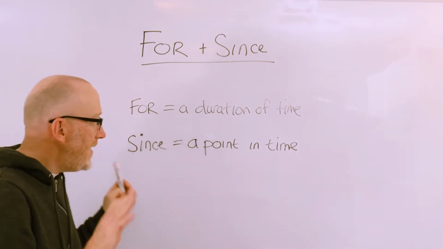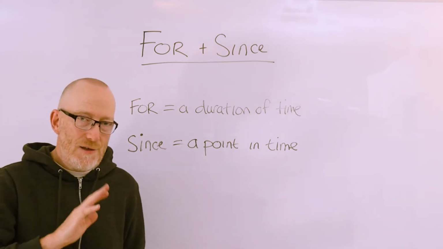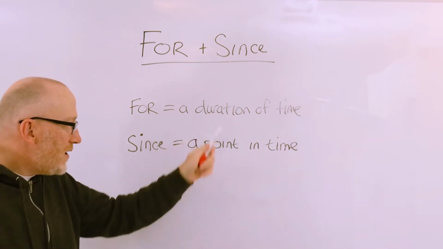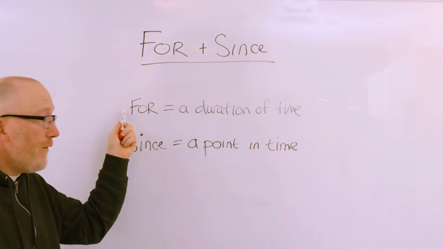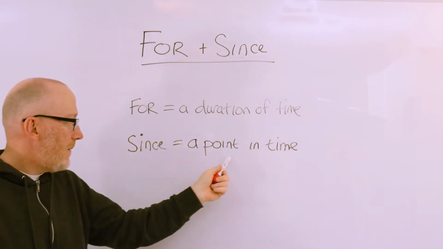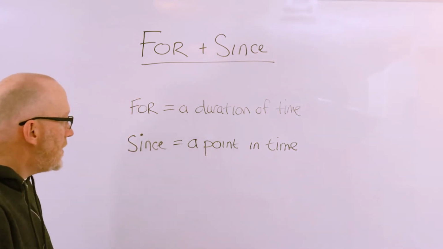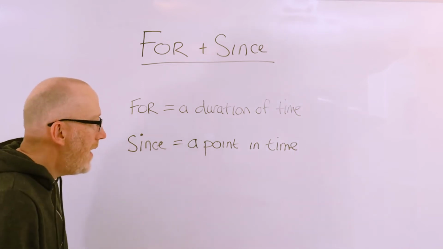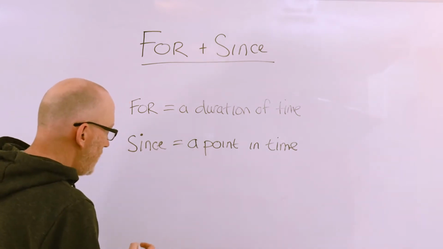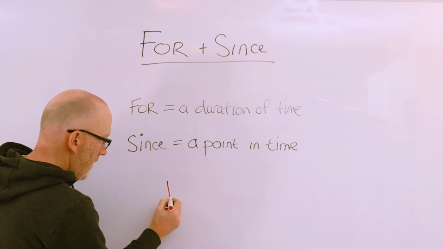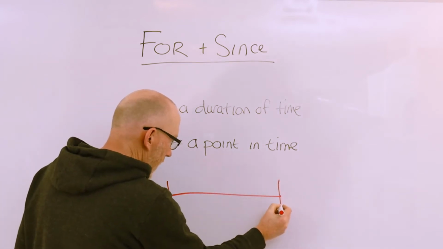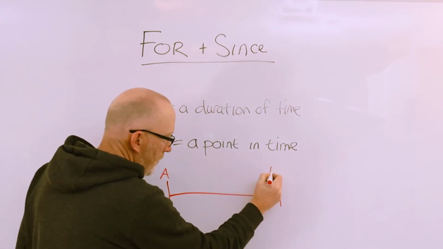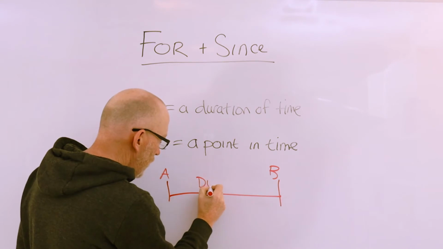Yeah? Now, the reason for this lesson is just to help you guys understand the difference between a duration of time and a point in time, and how to remember for a duration and since a point in time. So what is a duration of time? A duration of time is, let me try and draw. A duration of time is it started here and it finished here. Okay, so in between point A and point B is what we call a duration.